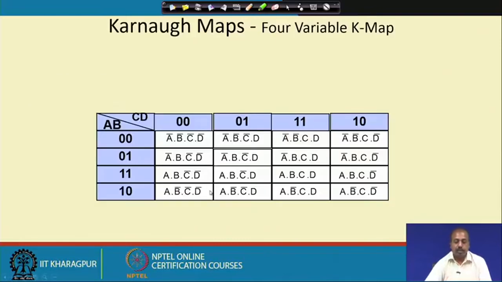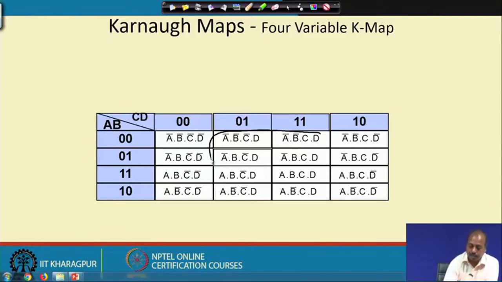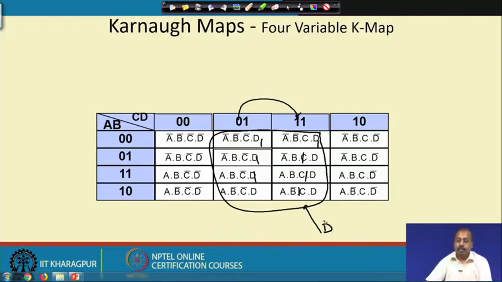If you look into this, say I can make an octet. This octet may be like this. If all these values are 1 in my function, then I can make an octet. Now, if you look into this octet, in the row direction A is changing its polarity, going from A bar to A, B is also changing its polarity, going from B bar to B. In the column direction, C bar to C is changing its polarity, going from 0 to 1, but only D is not changing its polarity. So, this entire octet will be represented by a single literal D.